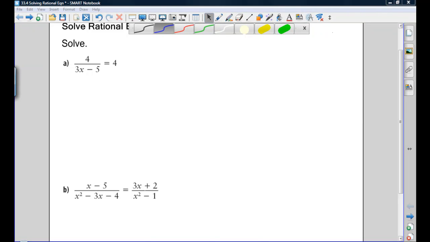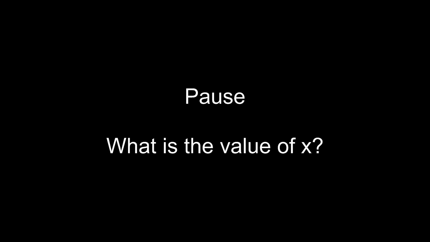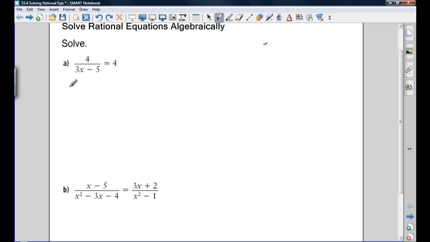Alright, this lesson is on solving rational equations algebraically. When we're solving equations algebraically, what we're trying to do is find a value for x that will make the left-hand side equal to 0. What I'd like you to do is just pause the video very quickly and try and find that value. Okay, did you find that value to be 2?